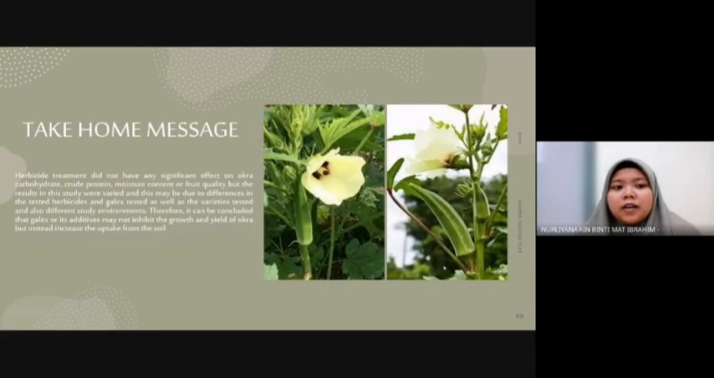Take-home message: herbicide treatment need not have any significant effect on okra carbohydrate, protein, moisture content or fruit quality, but the results in this study were varied, and this may be due to differences in the tested herbicide and additive tested, as well as the variety used, and also different study environments. Therefore, it can be concluded that Galex or its additive may not inhibit the growth and yield of okra but instead increase the uptake from the soil.